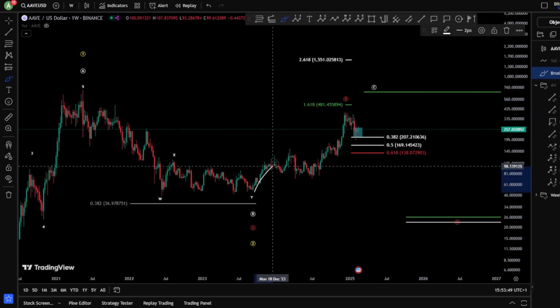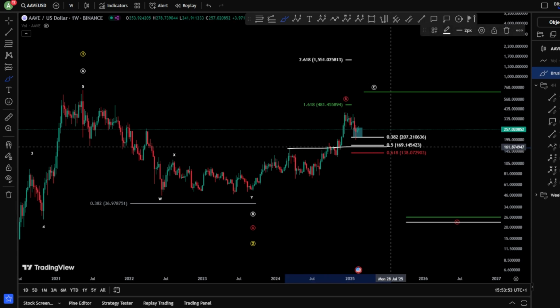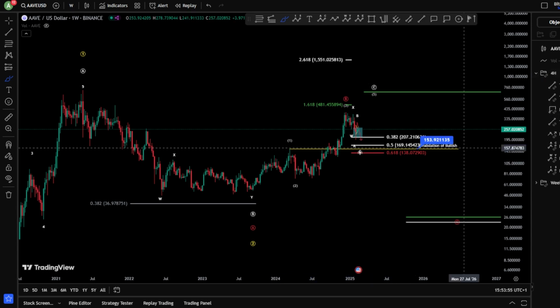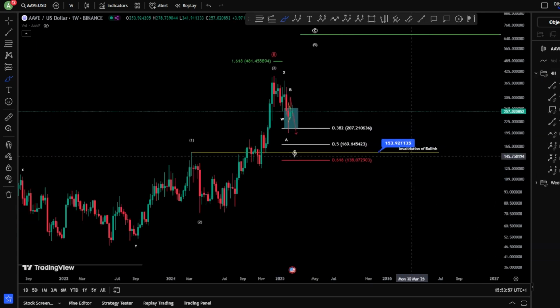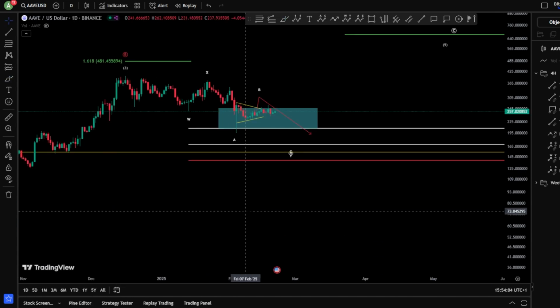In case we are bearish here, of course, then we have topped here. The invalidation point, of course, is this level exactly as you can see here. Your invalidation is at $153.92. Now let's dive a little bit deeper on the daily here.